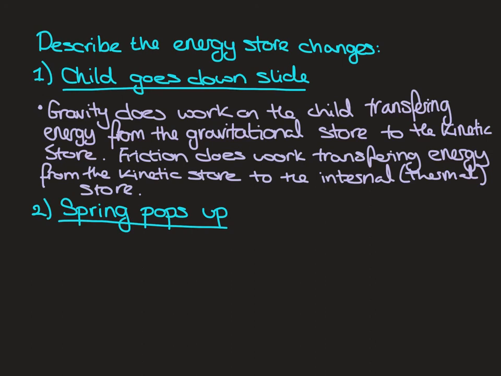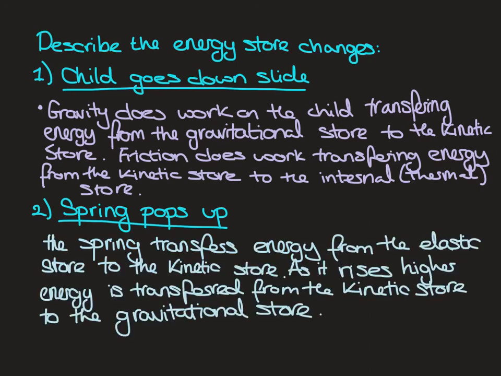Having a little think now about the spring popping up. So when the spring is compressed down, there's energy in the elastic store. We release, the spring rises, and the energy in the elastic store is transferred into the kinetic store. If you wanted to take it a bit further, until the spring gets up to its highest point, the energy from the kinetic store is transferred into the gravitational store. So when the spring is at its highest point along that clamp stand, all of the energy that was in the kinetic store has been transferred into the gravitational store.